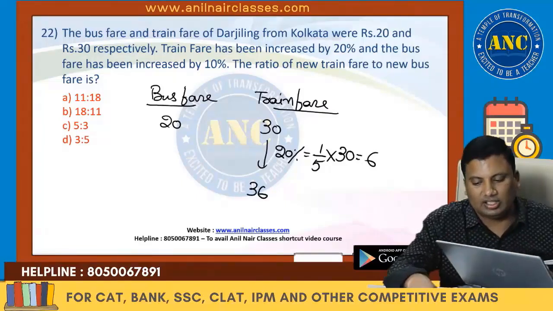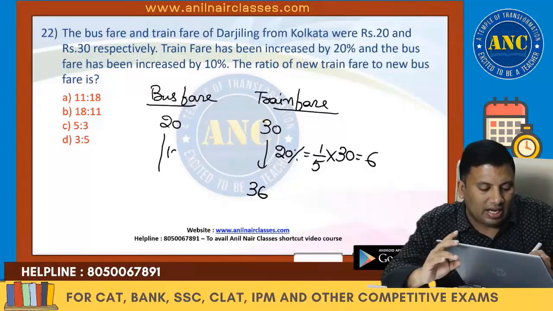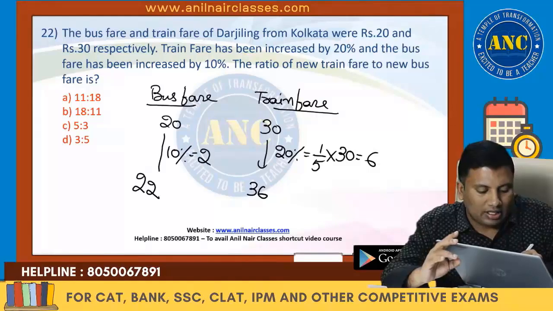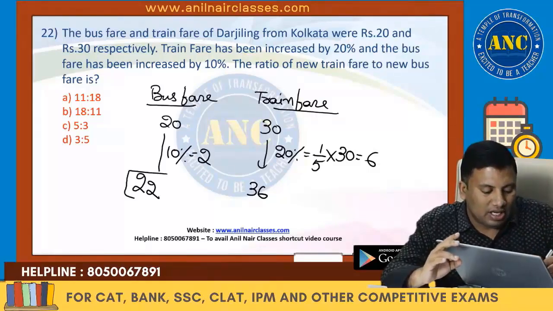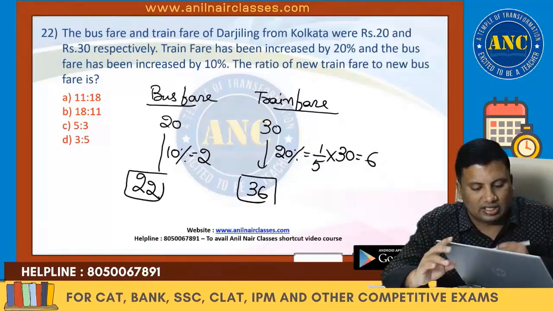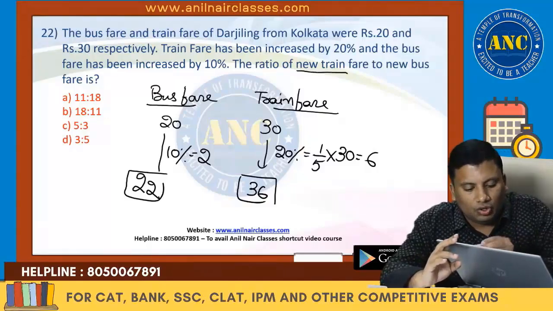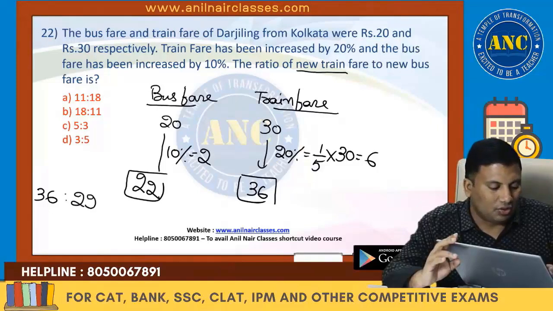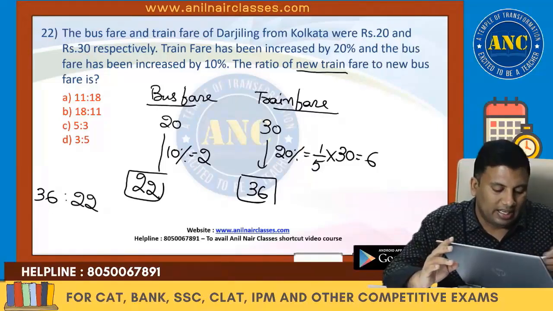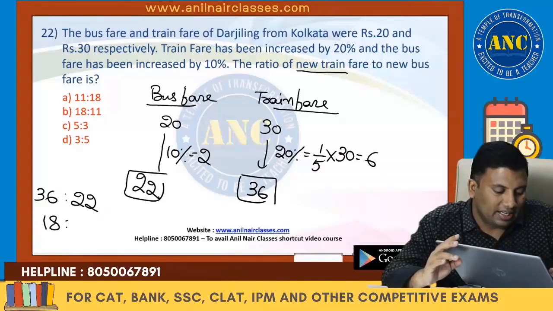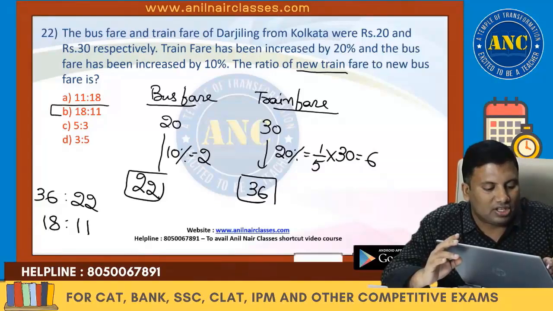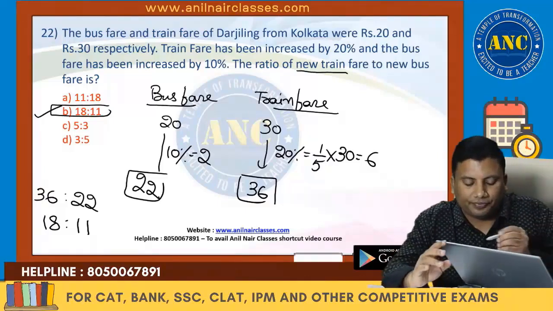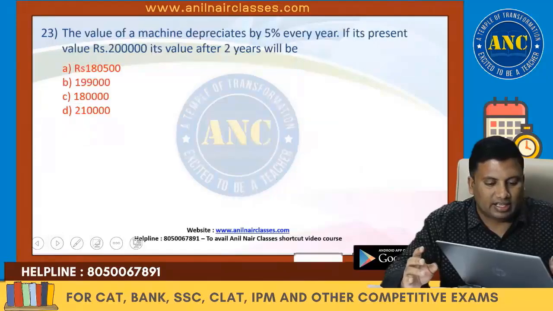This is 36. Bus fare has been increased by 10%. So 2. 20 plus 2, 22. This is 22, this is 36. Ratio of the new train fare, 36, to new bus fare, 22. Don't directly do 11 is to 18. It is reverse he is asking. 18 is to 11. Answer for this question is 18 is to 11. Easy question. Just an increase and decrease in terms of value.